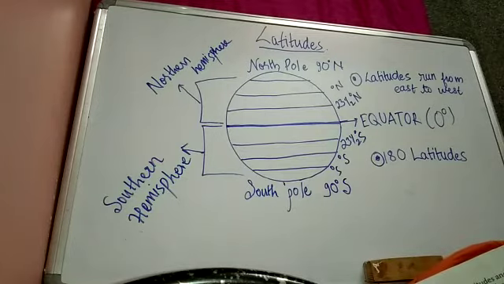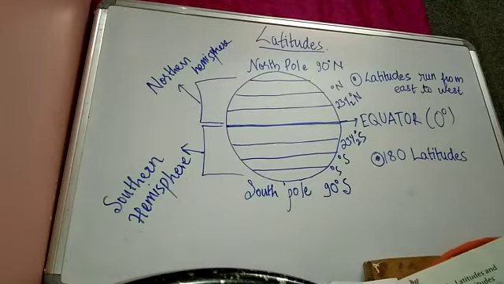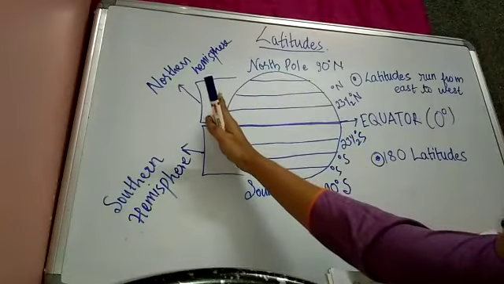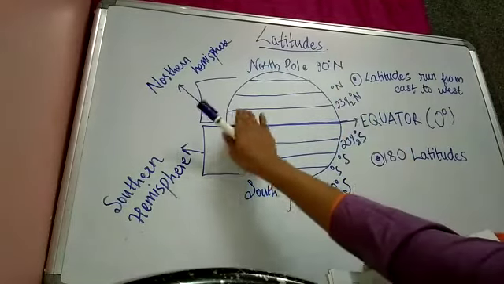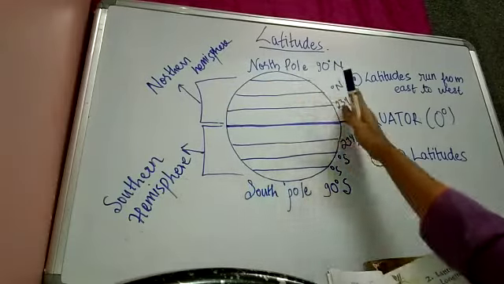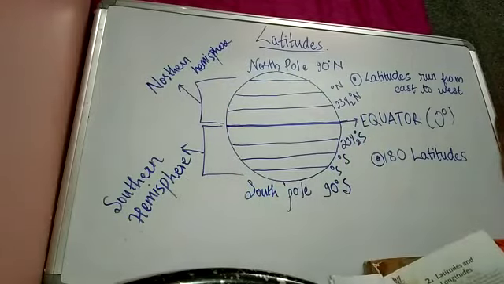What are latitudes? Latitudes are the imaginary lines that run from east to west. Here you can see these are the lines which are running from east to west. So this is east and this is west. They are running from east to west.